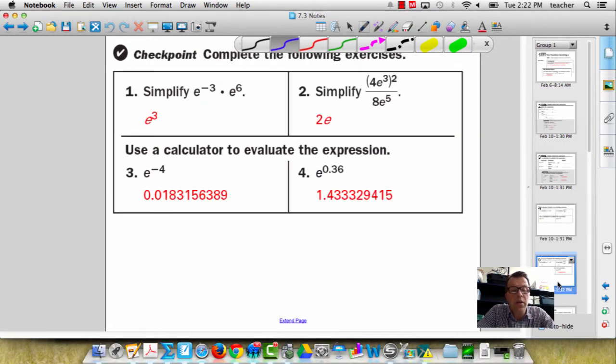There you go. There are your answers, right? Negative 3 plus 6 is 3. Here you should have squared 4, which is 16, divided by 8 is 2. When you raise e to the third to the power 2, that's e to the 6th, minus the exponents here, 6 minus 5 is e to the 1. And these you would just plug in your calculator.